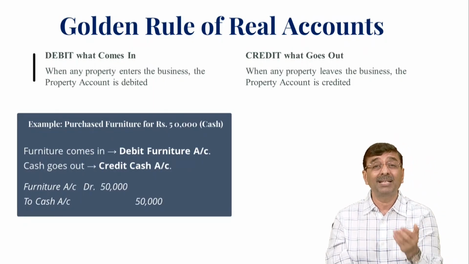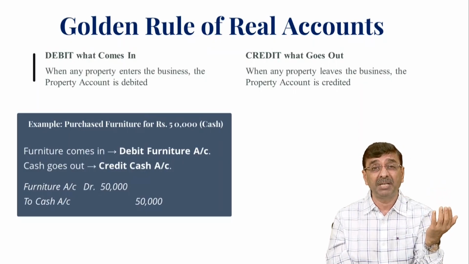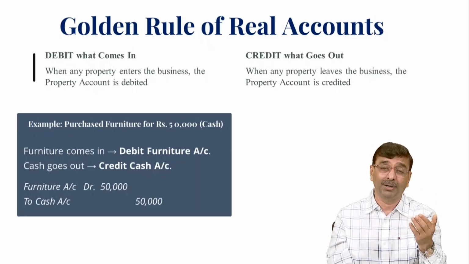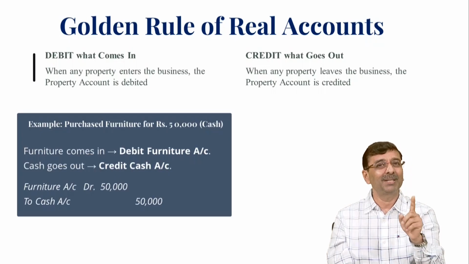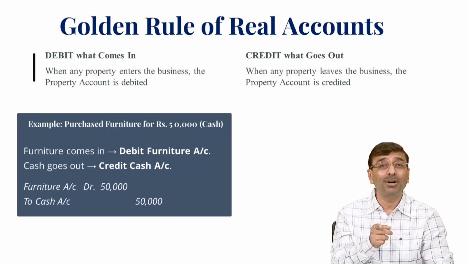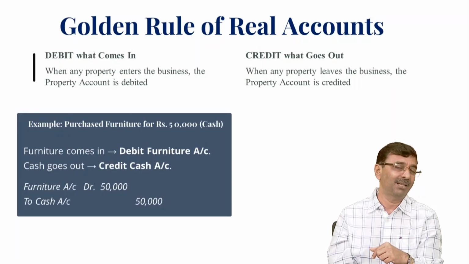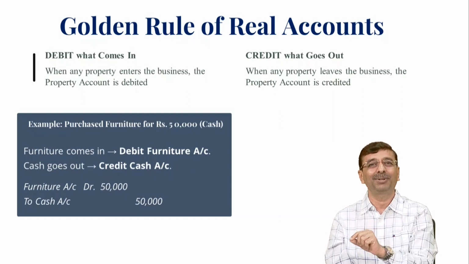In that sense, I already gave you an example earlier when I was explaining the personal account: 5,000 rupees cash brought by the owner into the business. So what comes in? Cash comes in. That's why the cash account is debited. Who brought this cash into the business? The owner. So the owner is a personal account. So ultimately the owner's capital account is credit.